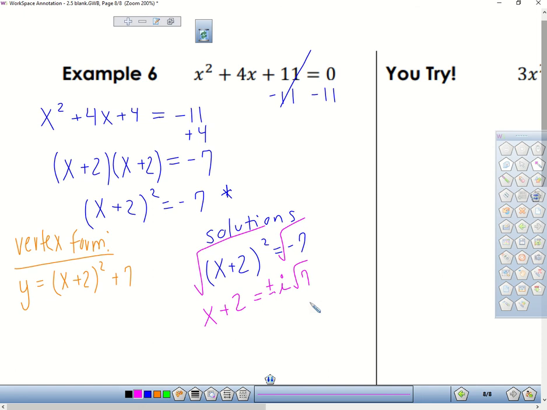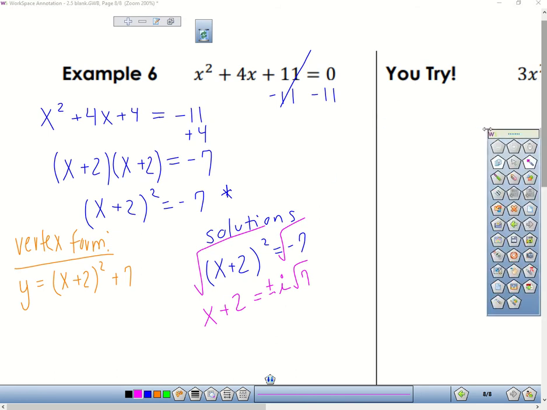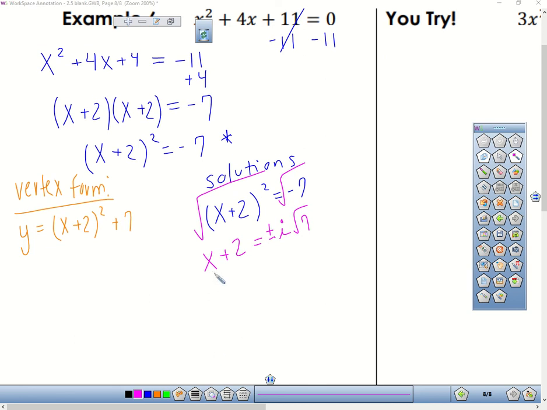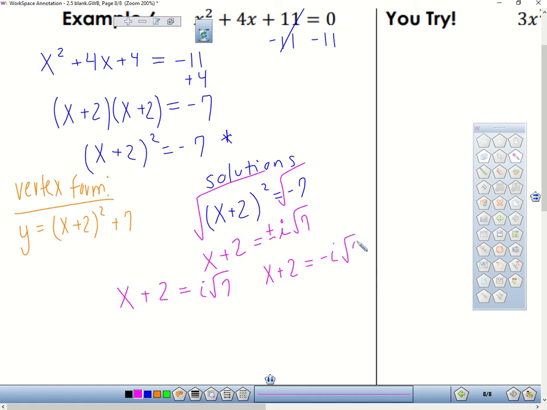So basically the easiest way I can tell you this: anytime you take the square root of a negative number, you need to put an i on the outside of it. Always, for every negative. Anytime you take the square root of a negative, it's always going to have an i. Now from here, you have two solutions. x plus 2 equals i square root 7, and x plus 2 equals negative i square root 7.